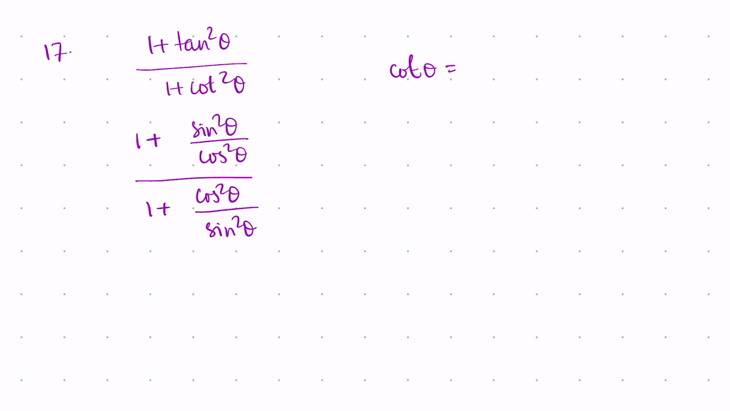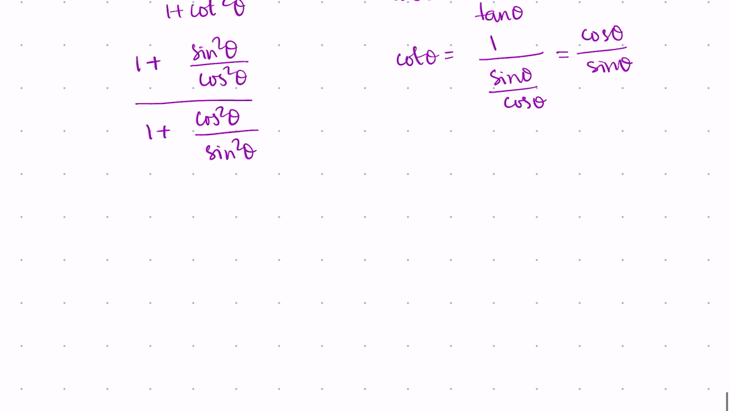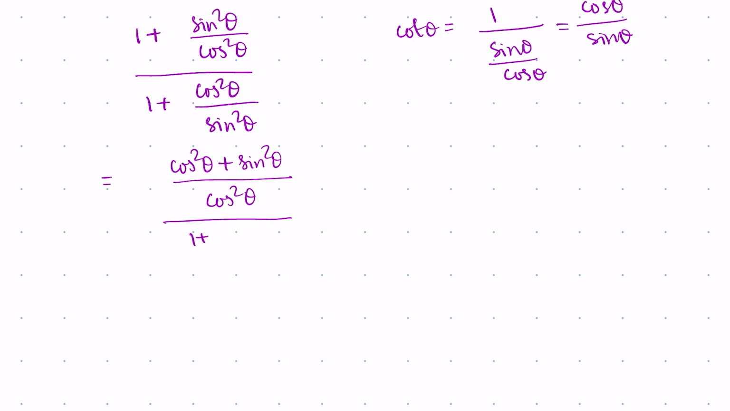Cot theta is equal to 1 by tan theta, therefore cot theta is equal to 1 divided by sine theta by cos theta, which gives us cot theta is equal to cos theta divided by sine theta. Okay, I hope that's clear. Now we simplify this further, so that's (cos squared theta plus sine squared theta) divided by cos squared theta, divided by (sine squared theta plus cos squared theta) divided by sine squared theta.